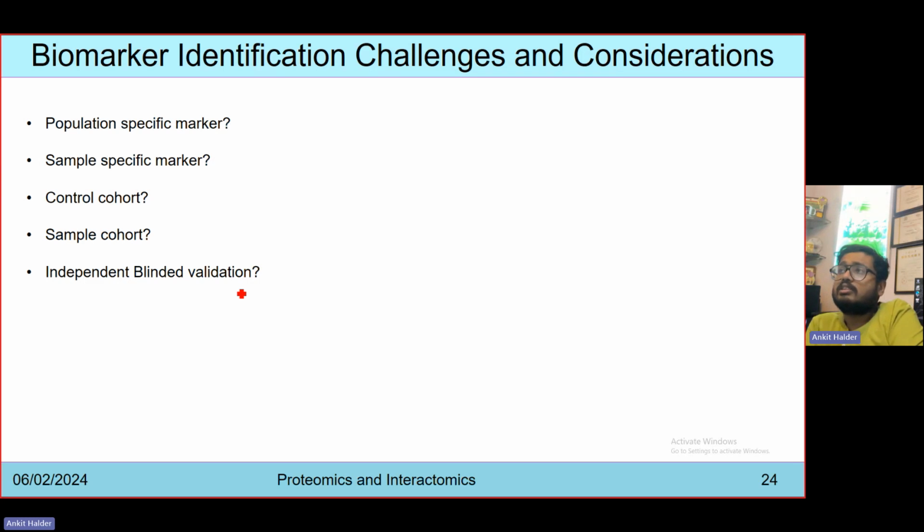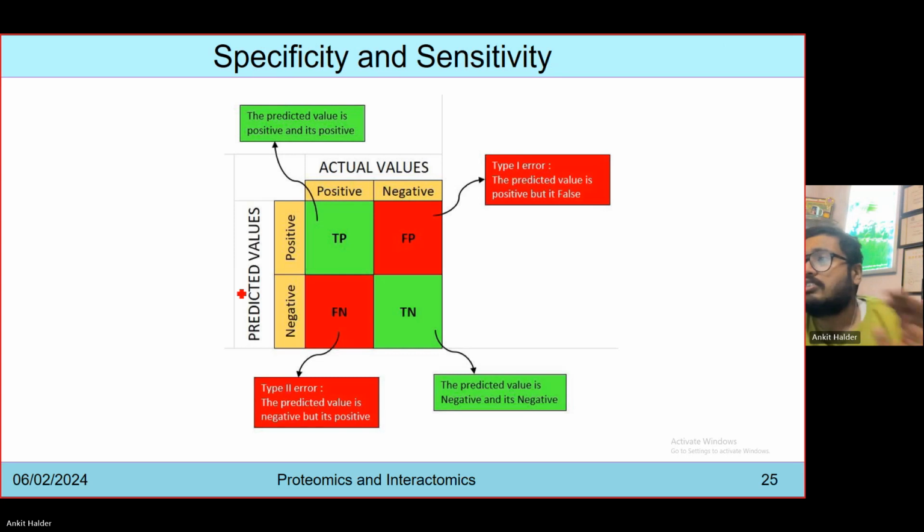So, and also the validation, like is it an independent validation or a blended validation on a different cohort that gives certain proteins or certain genes to be associated with the biomarkers. So now, as I have mentioned, there are some concepts of specificity and sensitivity.